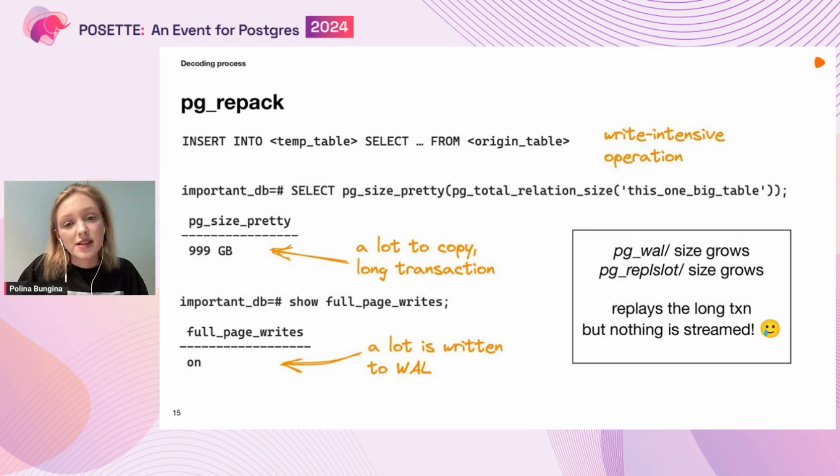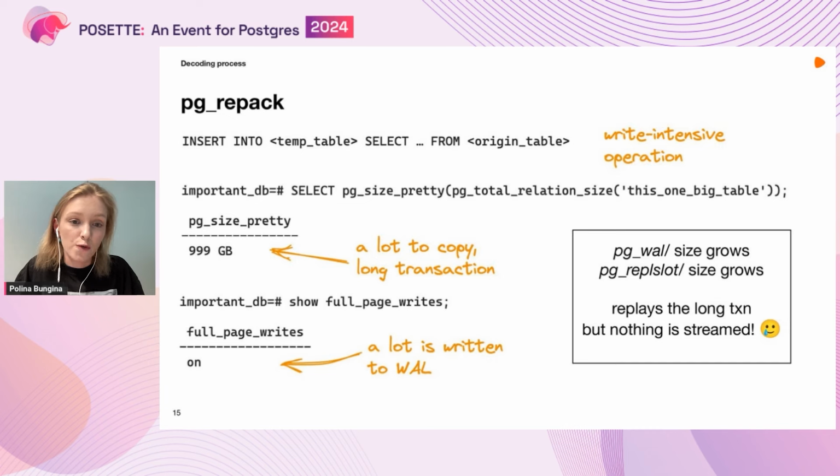And as an example of how to easily get trapped by those nuances, those hazards, is our favorite online VACUUM FULL and CLUSTER tool called pg_repack. Its initial step is to copy all the data from the target table to a so-called temporary table, which is, of course, a very write-intensive operation, and it's done in a single transaction.